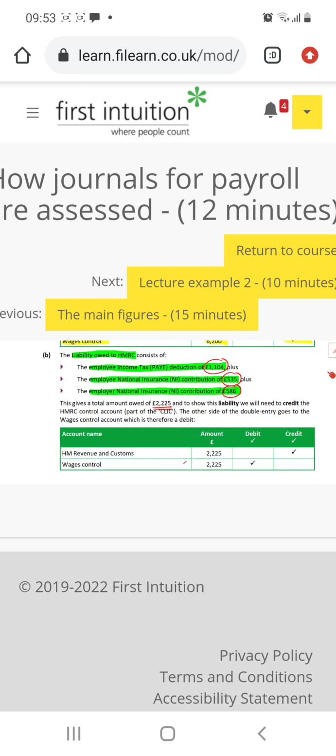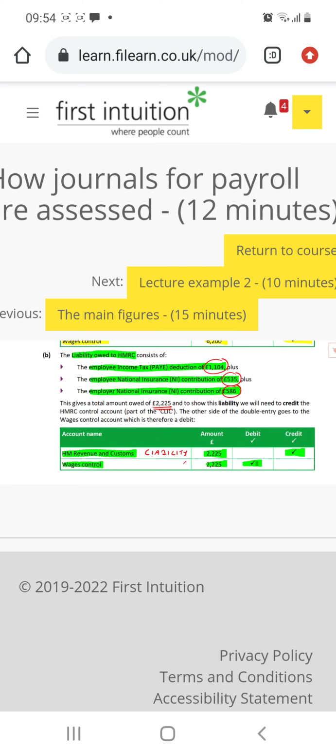So, therefore, what I'm going to do is start off with Revenue and Customs, 2225, and make that a credit balance. Why? Because that is a liability, remember. That is the amount that is owed to HMRC, so it's a credit balance of 2225. The other side of the entry, remember, always just goes to wages control. So your 2225 there is a debit to wages control.